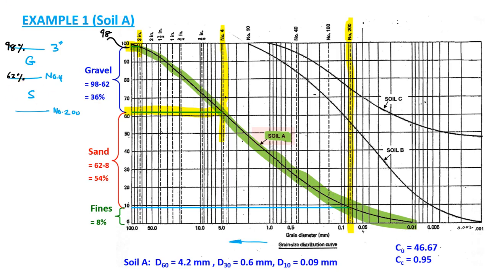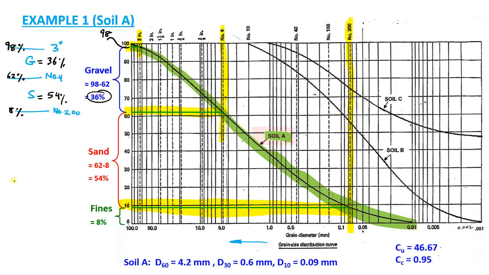And what is passing number 200 sieve? For that we draw a line from here. This value is a little less than 10, close to 8 or 9, so let me take it as 8%. Now what is the percentage of gravel? It is 98 minus 62, which is 36%. Sand is 62 minus 8, which is 54%.